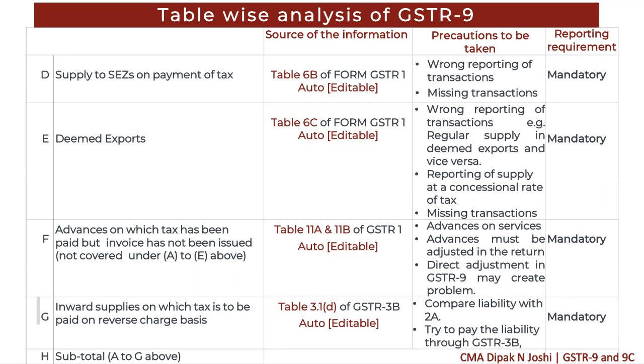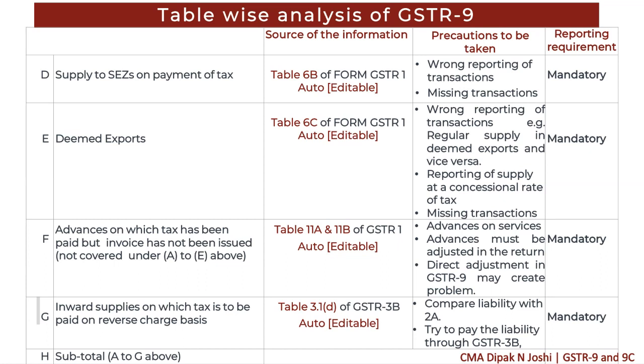Now supply to SEZ with payment of tax, again table 6B of GSTR 1. From that table you can take the information, right? In this table you are just required to report information of SEZ on payment of tax. So SEZ without payment of tax, again there is separate table 5B in which you require to report that information. So table 5B, table 5 of GSTR 9 will take care of those transactions where tax is not payable. But in table 4D, you require to report information of supply to SEZ, which is with payment of tax.